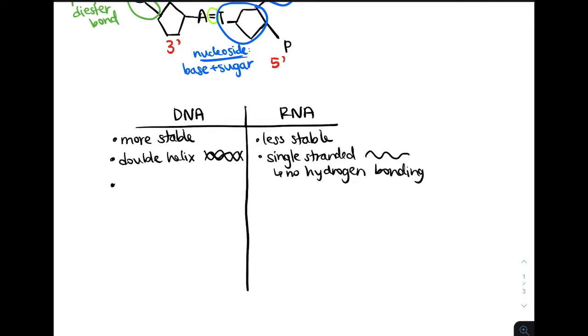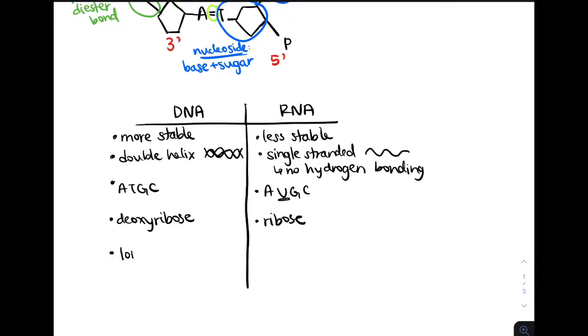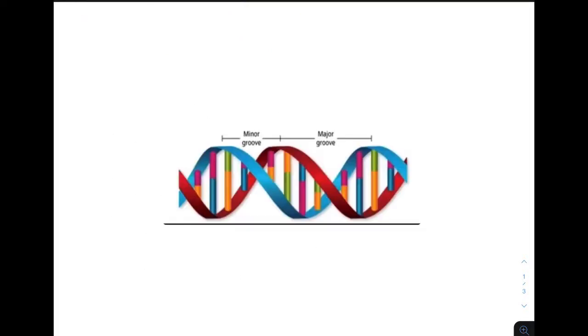DNA has the bases adenine, thymine, guanine, and cytosine, while RNA has adenine, uracil, cytosine, and guanine. DNA has the sugar called deoxyribose, while RNA consists of the sugar ribose. And finally, DNA tends to be longer than RNA because RNA does not have introns.